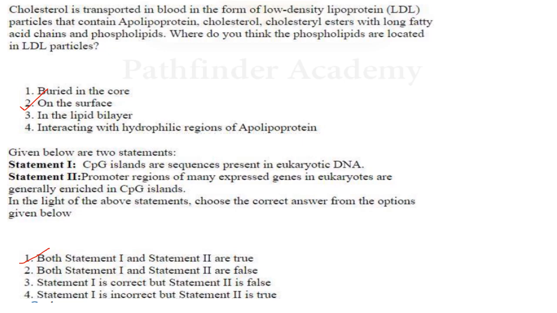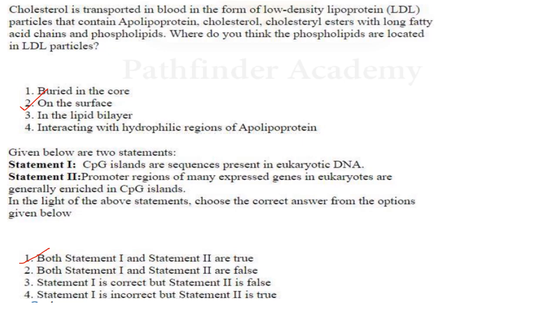Cholesterol is transported in blood in the form of low density lipoprotein particles that contain apolipoprotein, cholesterol, cholesteryl esters with long fatty acid chain and phospholipids. Where do you think the phospholipids are located in LDL particles? So the question here is, where are phospholipids located in LDL particles? The rest of it is just to confuse you. They have written so many things.